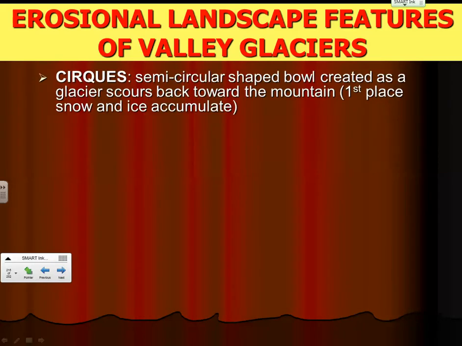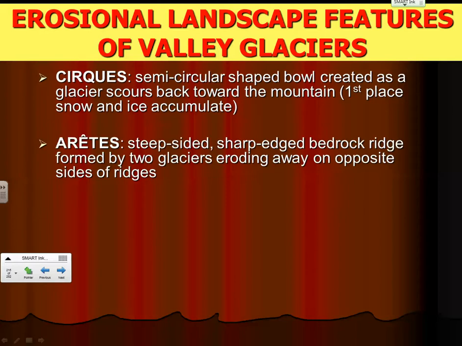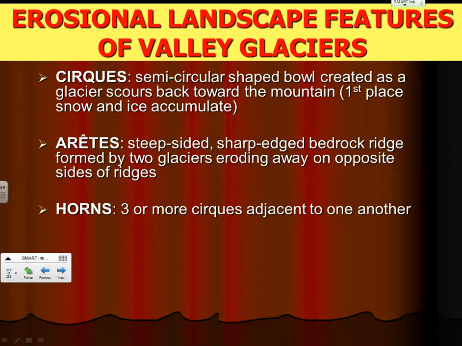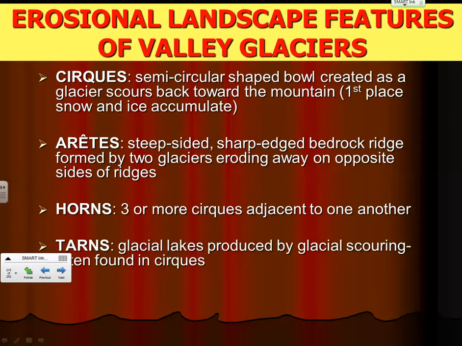All right, some erosional landscape features of valley or alpine glaciers. All these features have interesting names, sometimes French. These are cirques, semicircular bowl-shaped depressions created as the glacier scours back towards the mountain. Arêtes, these steep-sided, sharp-edged bedrock ridges formed by two glaciers eroding away on opposite sides of the ridge. Great place to ski. Horns, like the famous Matterhorn, 3 or more cirques adjacent to one another on the top of a mountain.